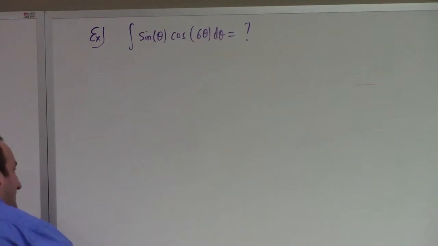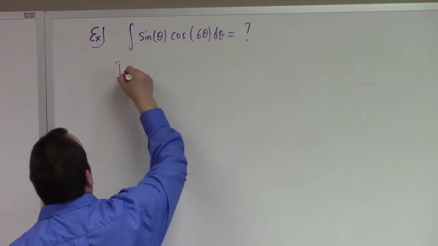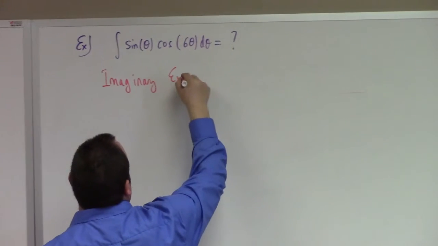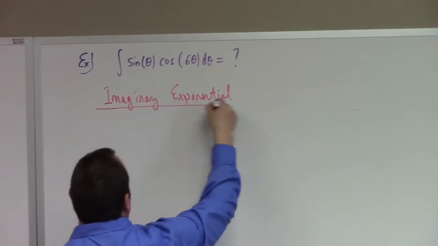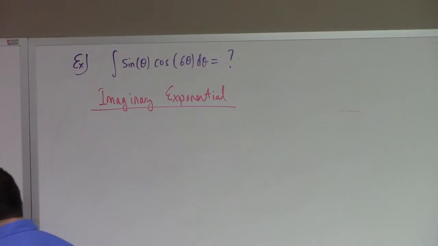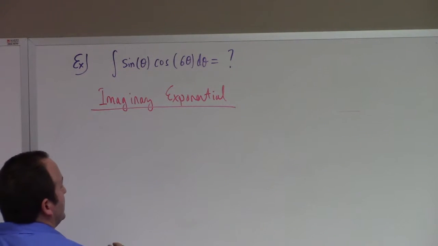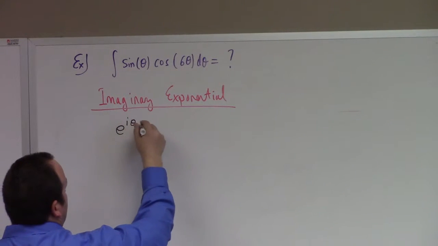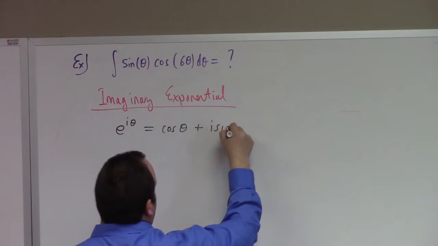Thankfully, the imaginary exponential comes and saves the day. So let's talk about the imaginary exponential again. This is closely tied to the study of phasors. So anybody who's an electrical engineer in here should pay attention to this, because this mathematics is important to the solution of AC circuit problems. Anyway, e to the i theta is equal to cosine theta plus i sine theta.